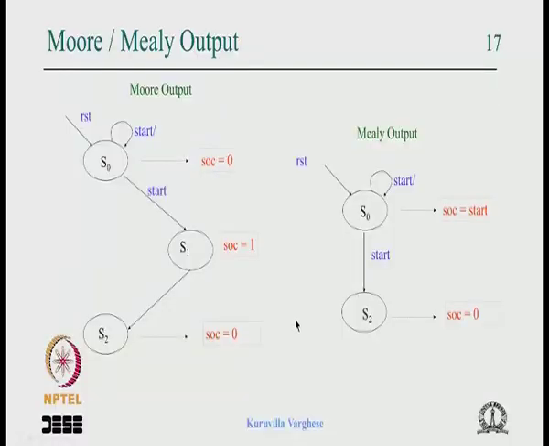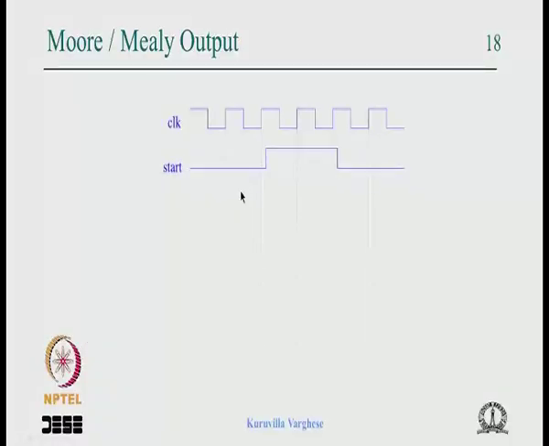So let us look at the timing diagram of these two outputs. This is a scenario. We have a very simple 3 state and 2 state machine. We have the clock, and a start signal which goes high after the positive clock edge, and for 2 clock periods, say, it is there. Now you look at the Moore machine, or Moore output.